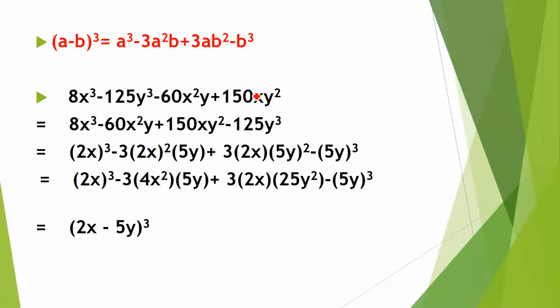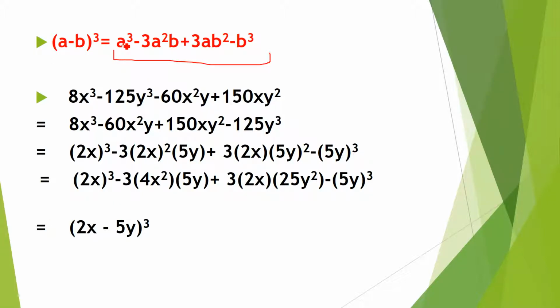Now 2 more questions, but this question is a little bit tricky. They have given you this part of the formula, right? You have to find out what is a and what is b. What is in the question? This part: 8x cube minus 125y cube minus 60x square y plus 150xy square. It seems that it is difficult, but it is the easiest question. I just need your concentration, right? So just follow this formula.